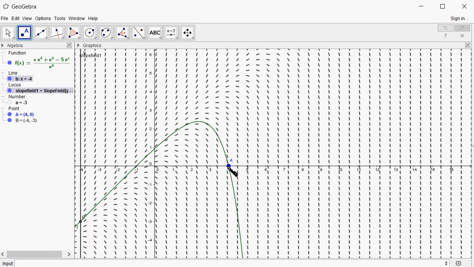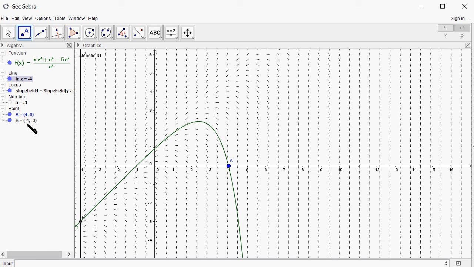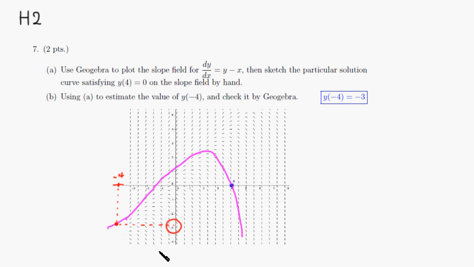Then the intersection is (negative 4, negative 3), so the value is negative 3, which agrees with our guess right there. Alright, that's it. I hope that this was clear.